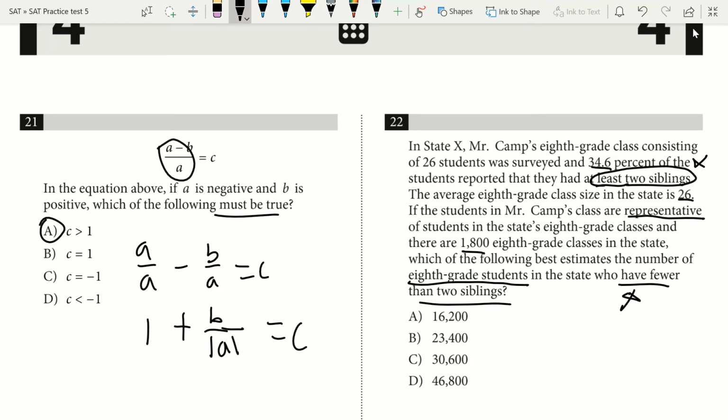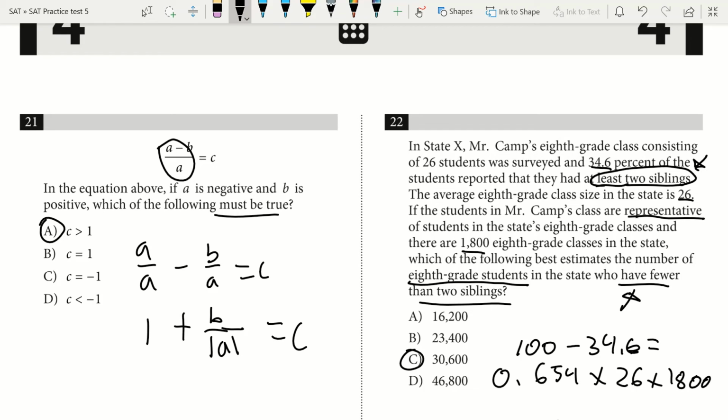Up here we were given the percentage of those who had at least 2. So if we're doing fewer, we have to do 100 minus our 34.6%, right? And that's going to leave us with 65.4%, right? Now if we write that in decimal form, that's 0.654, and we need to do that because we have to multiply that by our class size, 26, and then by our number of classes, 1,800, to get our total number of students. And when we do that, we get 30,607, which is closest to 30,600, so our answer there is going to be C.